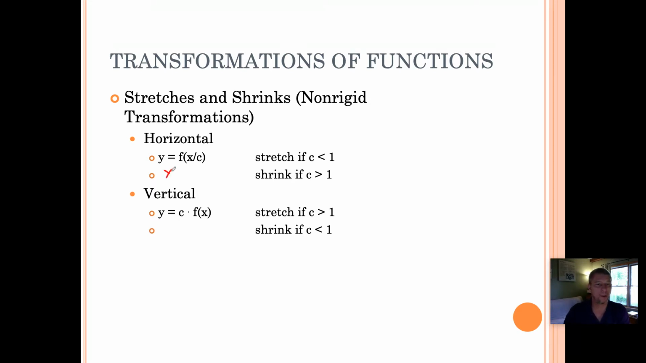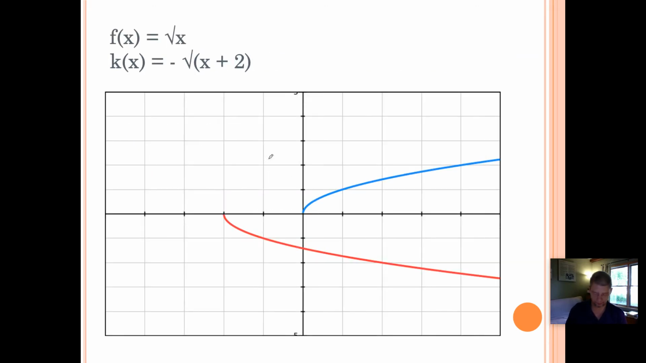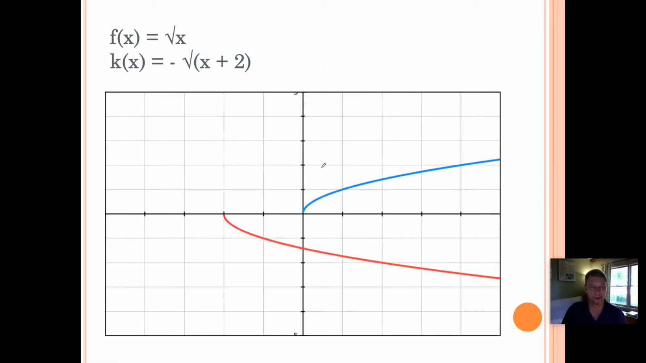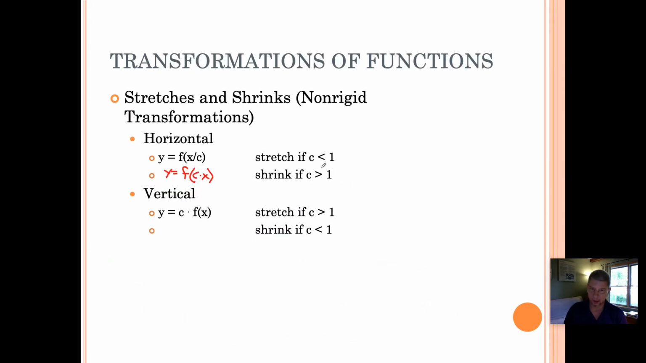Now, I do want you to be aware that we can also look at this as f of the quantity c times x. But if you use this idea, then the stretch happens if c is greater than 1, and a shrink happens if c is less than 1.